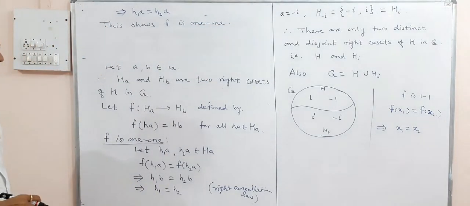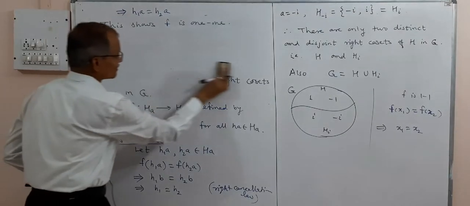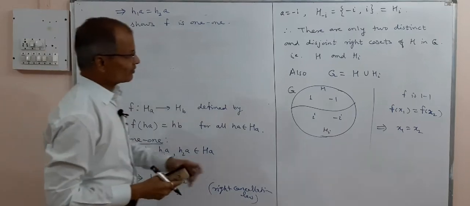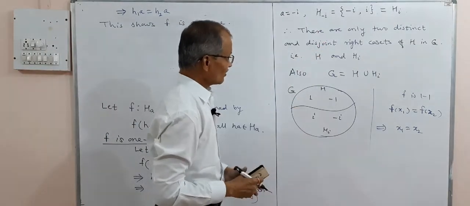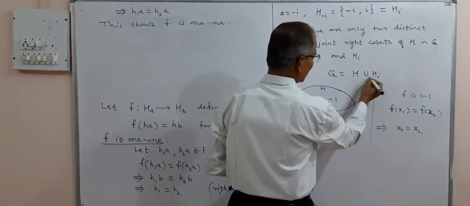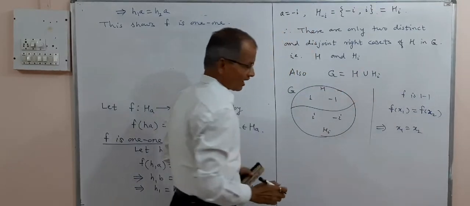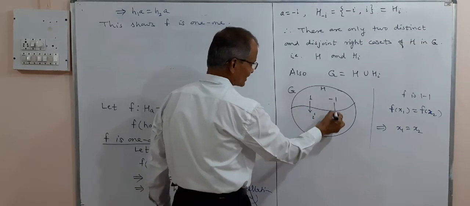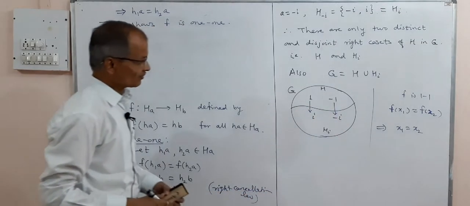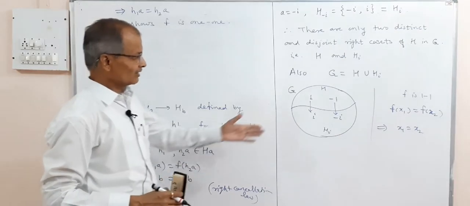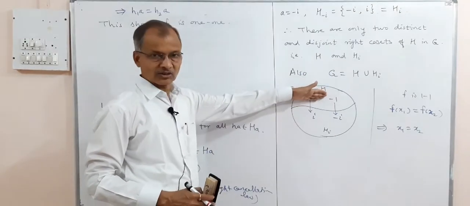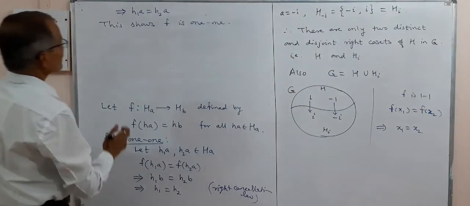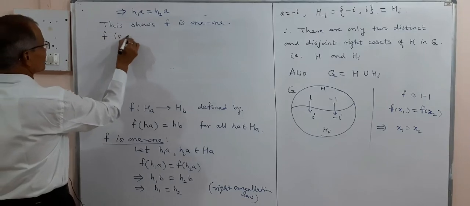Now next is f is onto. So here also you may see there is a one-to-one correspondence between H and Hi, two right cosets, and this can be defined as 1 related to i and minus 1 having image minus i. Then that gives a one-to-one and onto relation between these two right cosets. So next is f is onto.